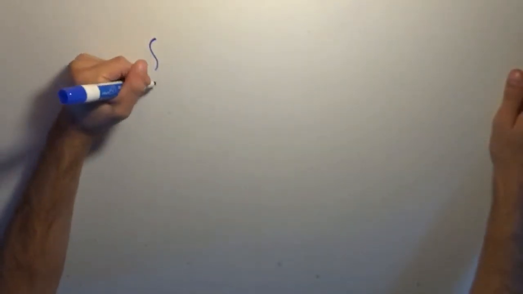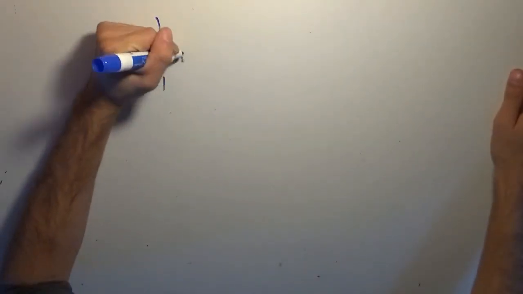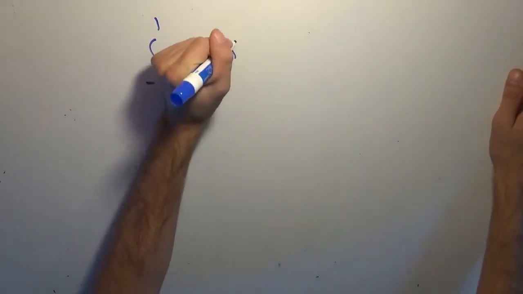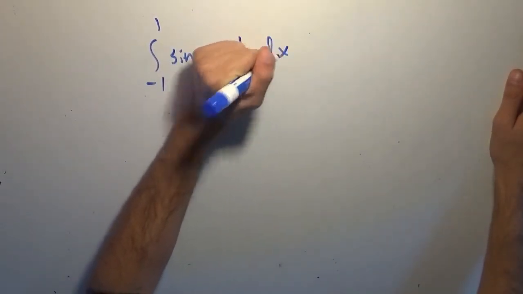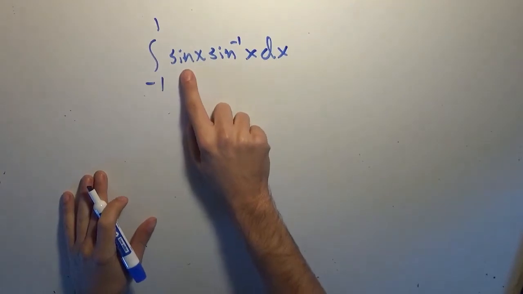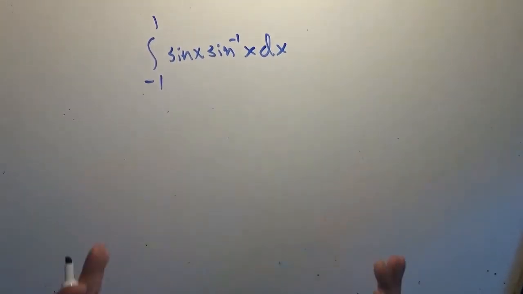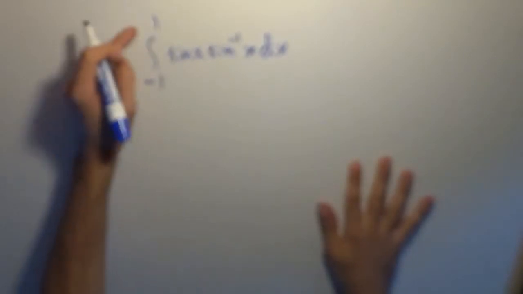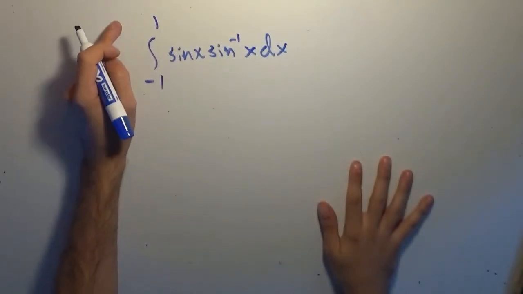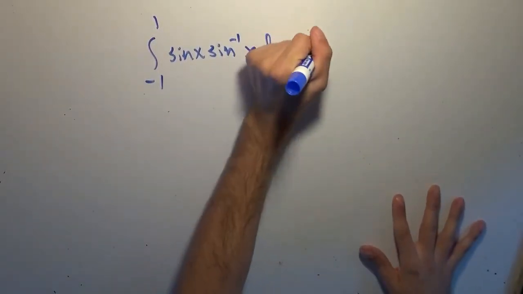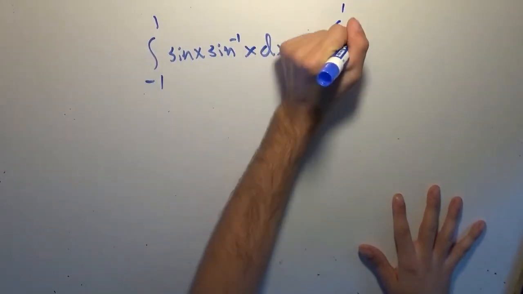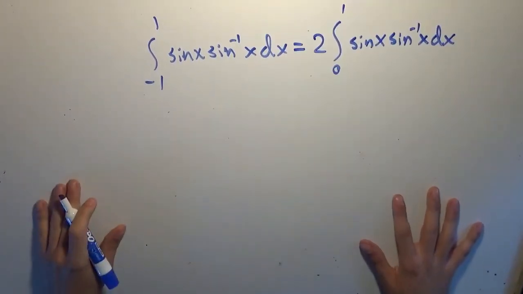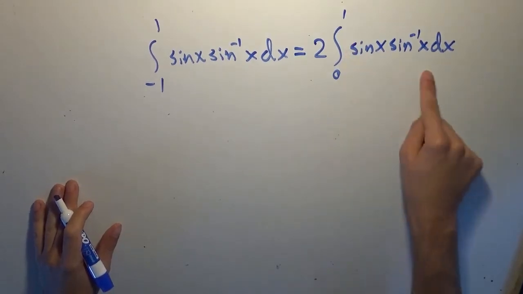I want to consider the integral from -1 to 1 of sine of x times inverse sine of x dx. Now, both sine of x and inverse sine of x are odd functions, and you'll find through a little bit of investigation that the product of odd functions is an even function, which means that since I'm taking this integral over a symmetric interval, I can rewrite this as 2 times the integral from 0 to 1 of the same product.